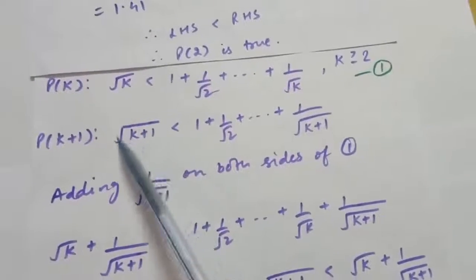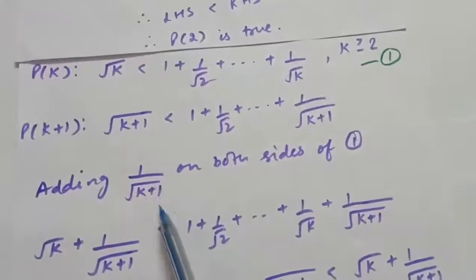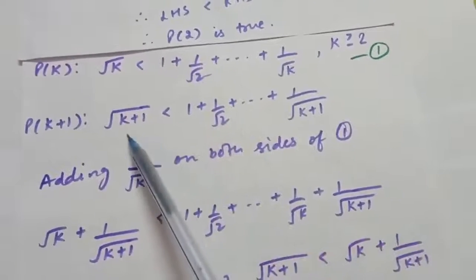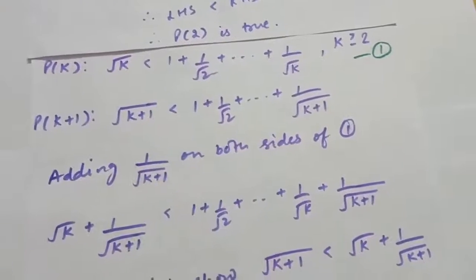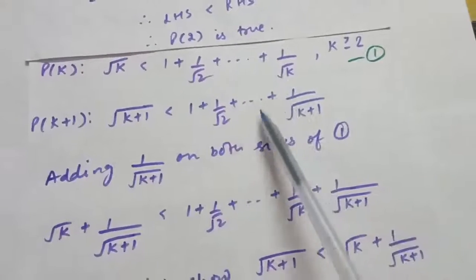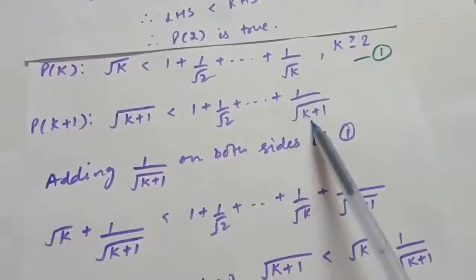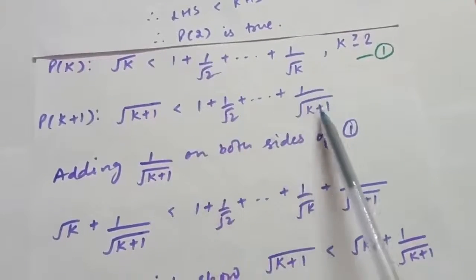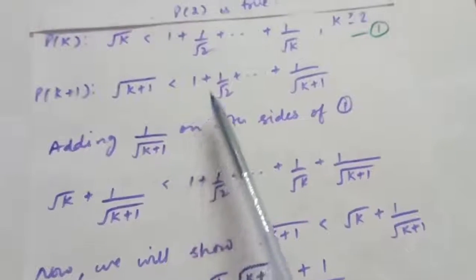Now we have to show that this is less than this. So what we are doing, adding 1 upon root (k+1) on both sides of P(k). See, we always take the left hand side of this, but if we take this left hand side here, then we cannot find the solution. But we are seeing that these right hand sides are similar, just this term is extra in this. So in P(k) we are adding 1 upon root (k+1) on both sides so that these two sides become equal.